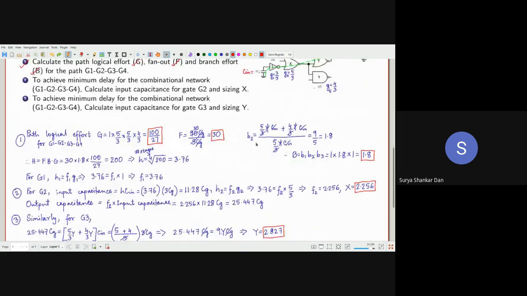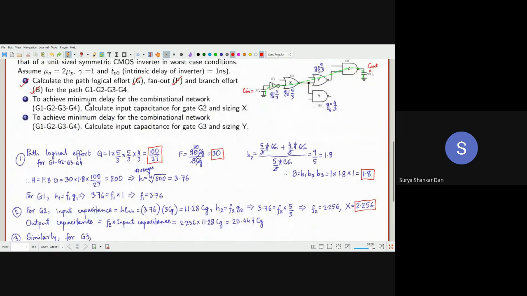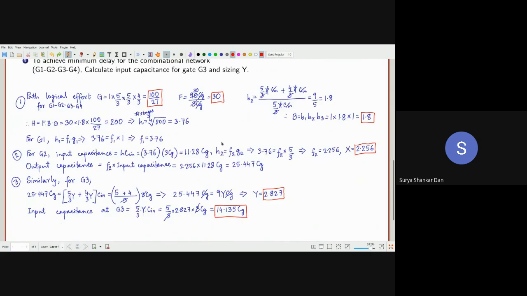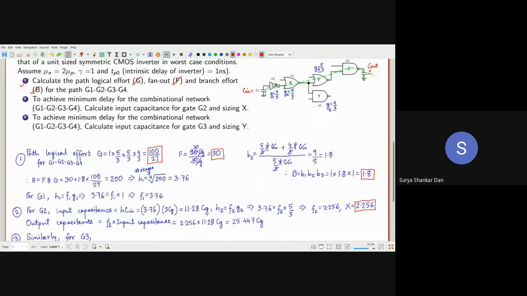Okay, now? So this is small h, but this doesn't help us anyway because in the second problem we have to find out the input capacitances for the gates G2 and their XY sizing. So for G2, this is the H we have calculated. For G1, it doesn't make sense because in the first stage the logical effort is 1 only. So what is the input capacitance in the first stage, that is G1?